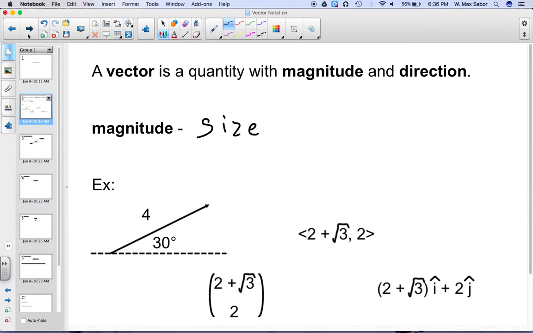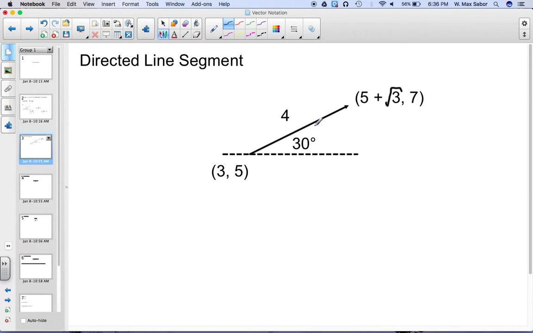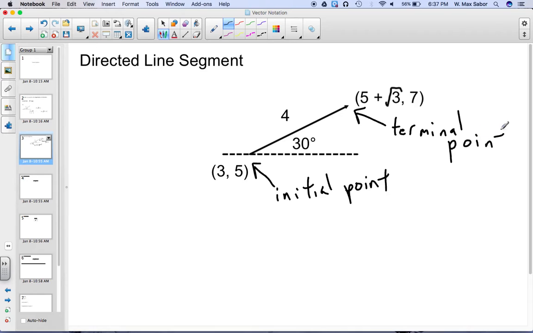So the first way of representing a vector is with a directed line segment. Directed meaning that it goes from one place to another, not that it's just there. So this is the initial point, and then there's an arrow pointing at the terminal point. So initial means start, terminal means end. So it's going from 3, 5 up and to the right to 5 plus square root of 3, 7.